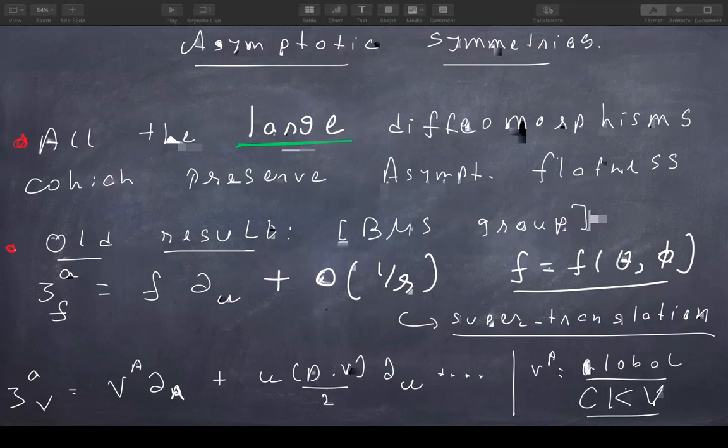and now we can ask, what are all the possible symmetries, in the sense of large diffeomorphisms which preserve asymptotic flatness, so which map an asymptotically flat spacetime to another asymptotically flat spacetime.